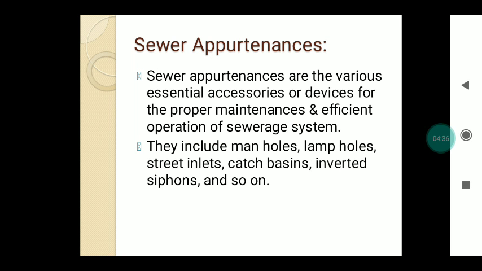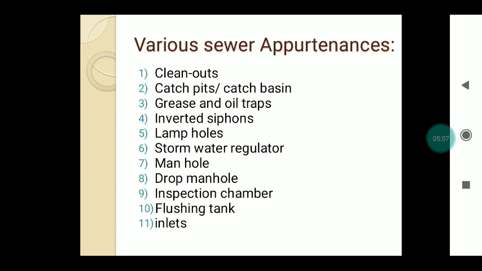The next point is sewer appurtenances. The sewer appurtenances are the various essential accessories or devices which are mounted on the sewer system for proper maintenance and efficient operation of the sewerage system. They may include manholes, lamp holes, street inlets, catch basins, inverted siphons, and so on.